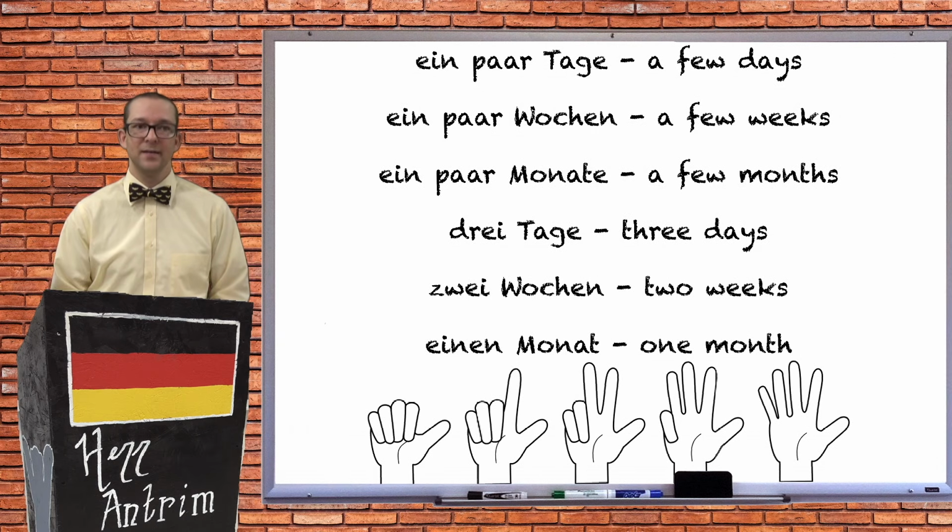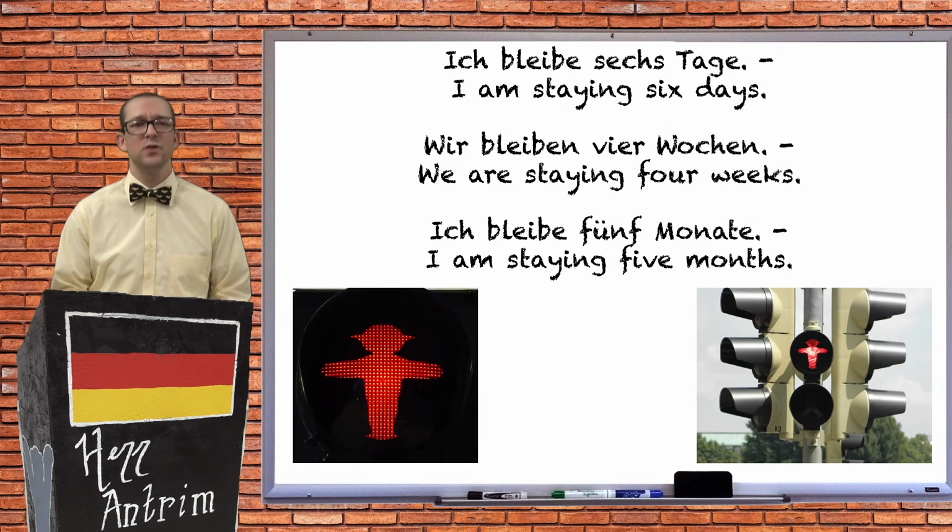If you know your numbers in German already, you could say the actual number of days or weeks you are staying. 3 Tage. 2 Wochen. Einen Monat. If you want to answer this question with a full sentence, you would say ich bleibe, or wir bleiben, followed by the amount of time that you're staying.